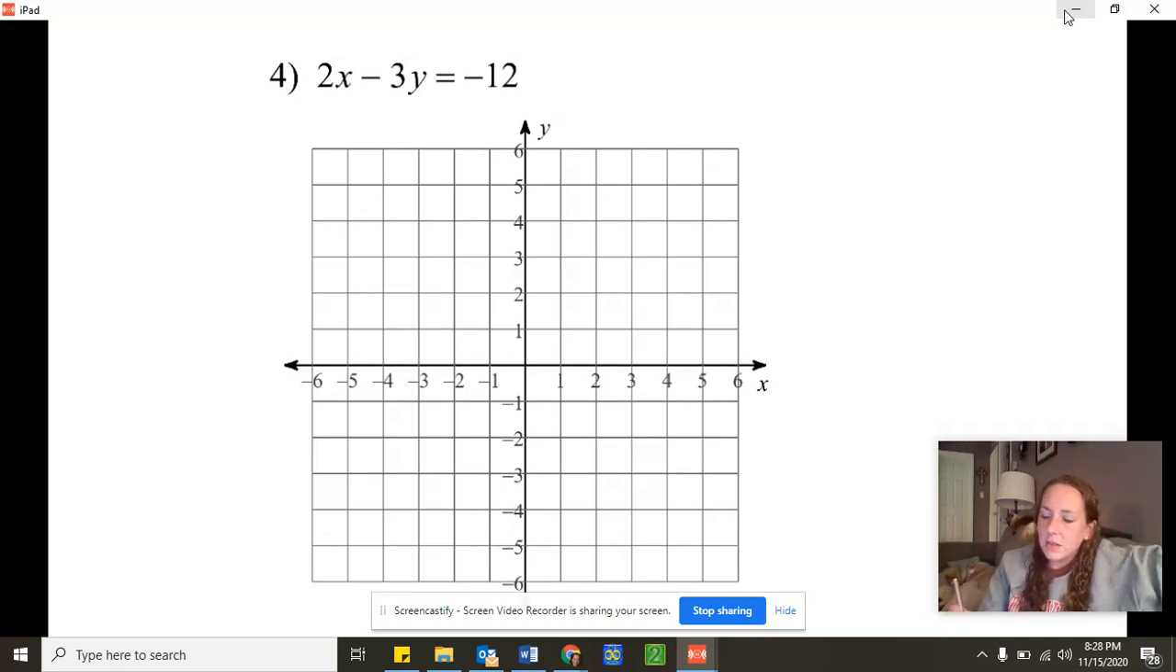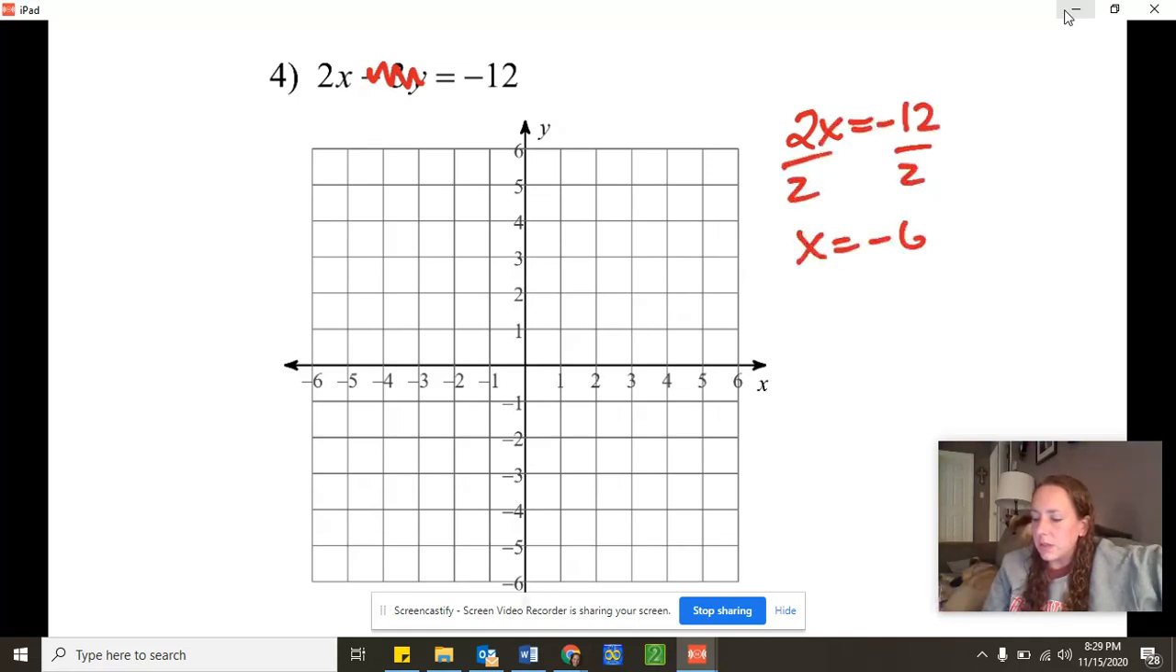So to get the x-intercept, I want to plug in 0 for y. So that makes that whole term go away, because -3 times 0 is just going to be 0, and you add 0 to anything. It doesn't change it. So 2x equals -12. So if I divide both sides by 2, x equals -6. So my x-intercept is the point -6, 0.